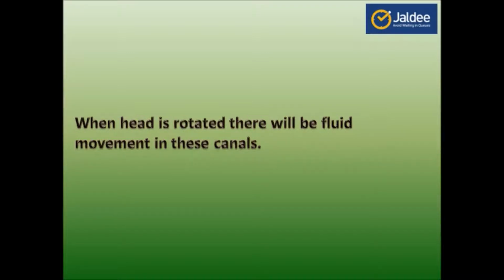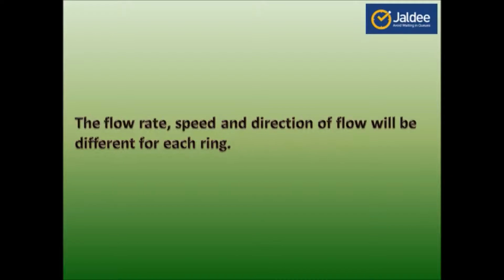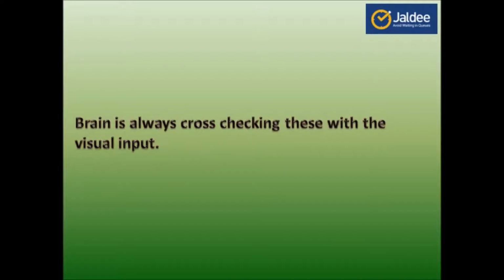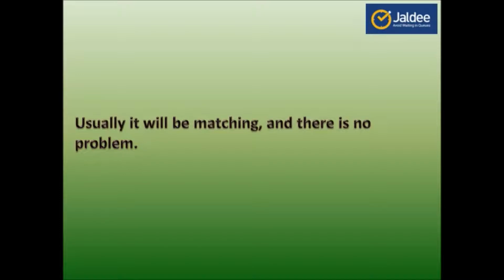When the head is rotated, there will be fluid movement in these canals. The flow rate, speed and direction of flow will be different for each ring, since all the rings are in different planes and directions. The brain, by calculating the data from these inputs, will arrive at a decision of the direction of head movement. The brain is always cross-checking these with the visual input. Usually it will be matching, and there is no problem.